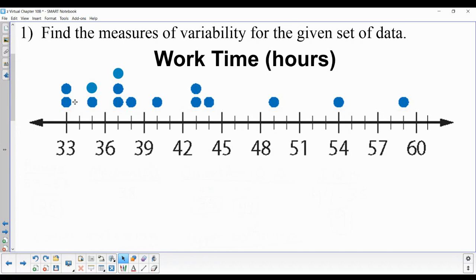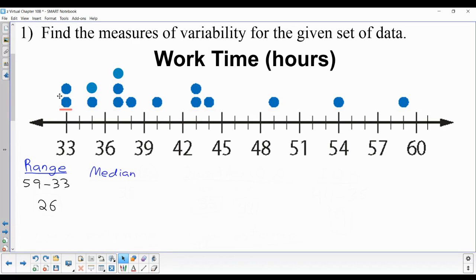Now, to find the measures of variability, I'll start with the range, which is the easiest. It is the distance between the largest and the smallest number. So you do 59 minus 33 and you get 26. Now, to find your quartiles, which are the measures of variability, you first need the median. The median is the number in the middle.